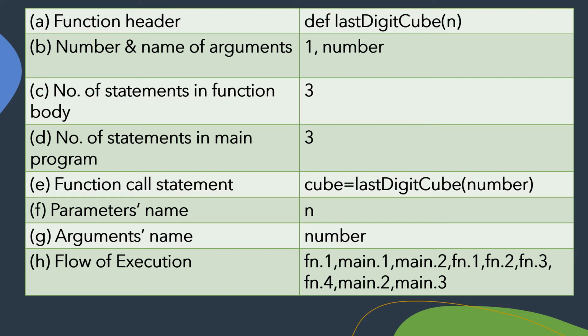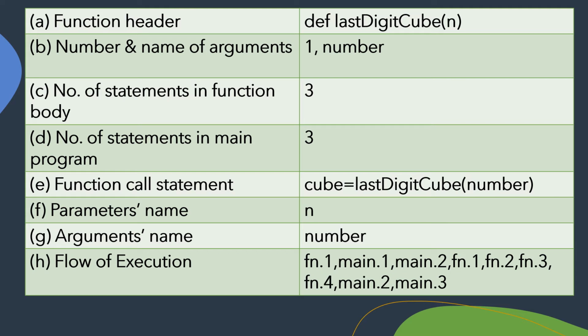So it will go to main.1, then it will go to main.2, and in that line the function is actually called. So when a function is called, the control will go to the function definition part and it will execute all the lines of the function one by one. So after main.2, the control will go to the fn.1 line, then fn.2, then fn.3, and fn.4.